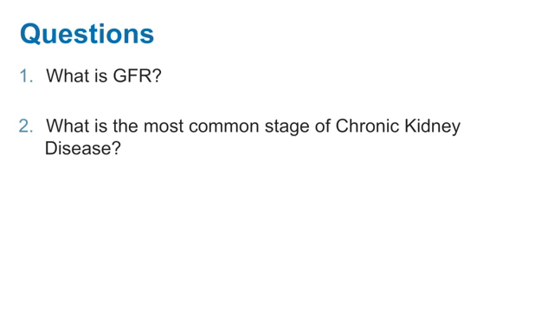What is the most common stage of chronic kidney disease? Remember, there are 5 stages of chronic kidney disease, and the question is which one is most common. The correct answer is stage 3 is the most common stage of chronic kidney disease.